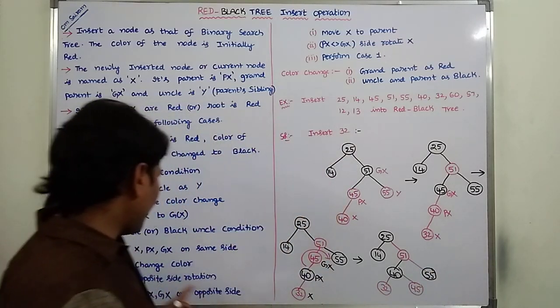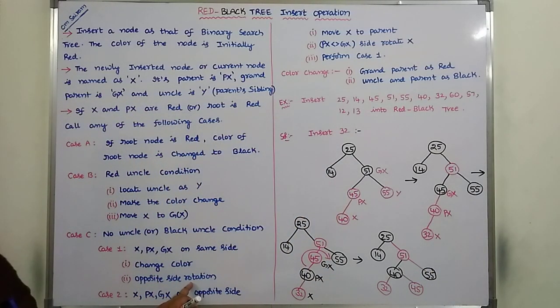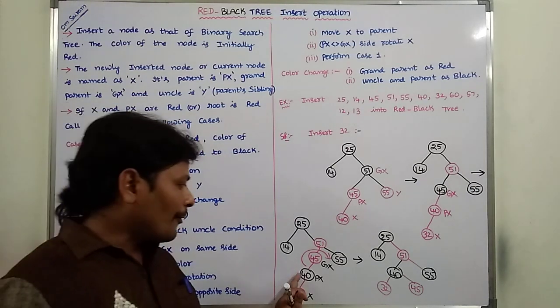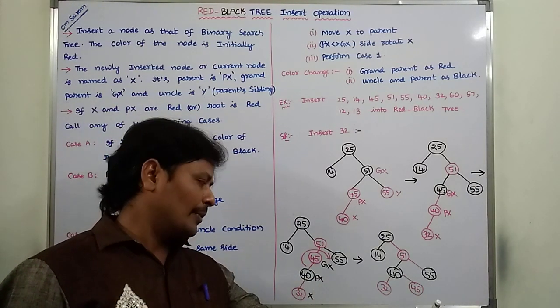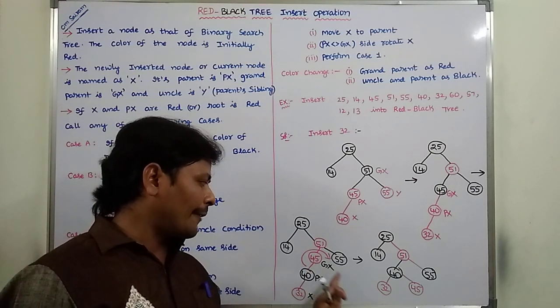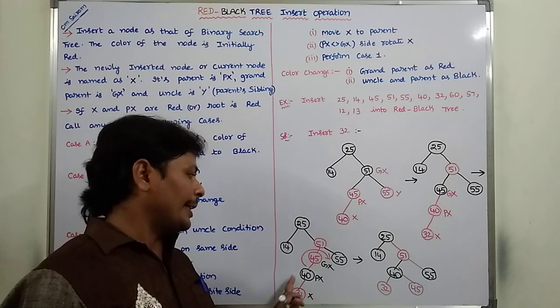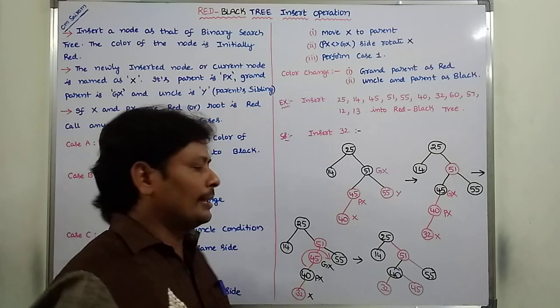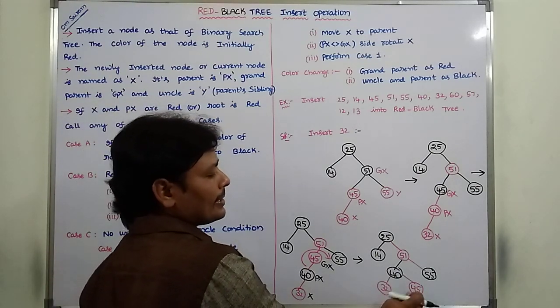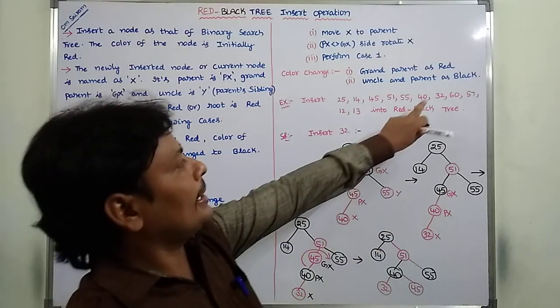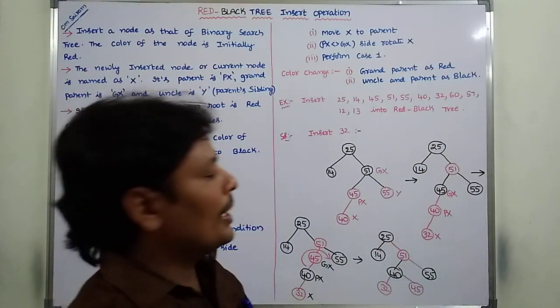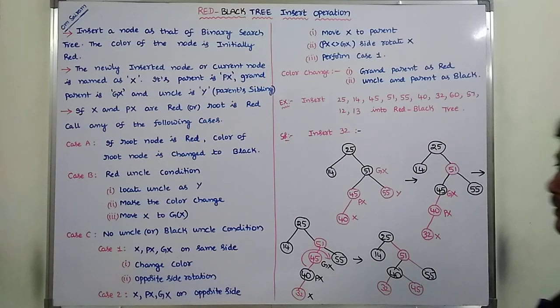Okay, so after performing the opposite side rotation, 40 goes to top and 45 goes to right. 40 is root node, 45 goes to right and 32 goes to top. So then we are getting this red black tree after inserting 32. Now, is it a red black tree or not?